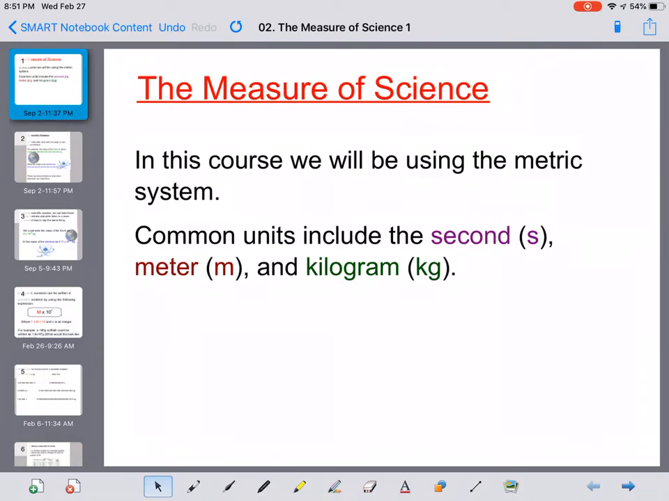It's an intro unit to get us into physics, chemistry, anything really where we need to be exact. So our first session deals a lot with scientific notation. As you can see here, we've got measure of science saying that throughout the duration of the course, we're going to be using the metric system. And so we have common units like seconds, meters, and kilograms.